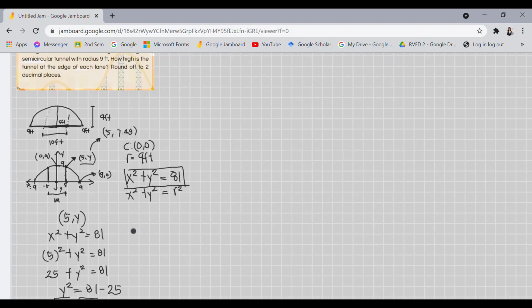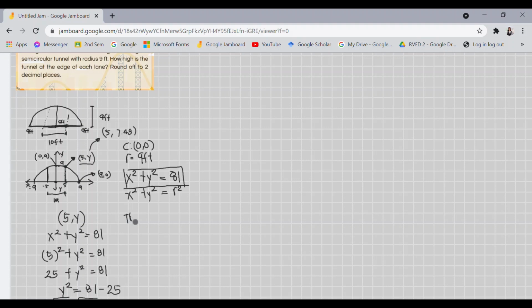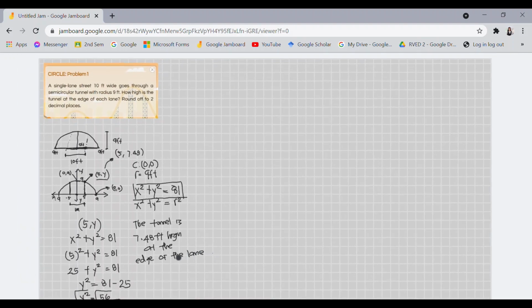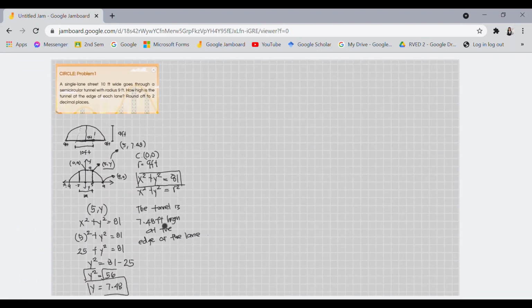We'll answer the problem with: the tunnel is 7.48 feet high at the edge of the lane. Okay? So, after solving, we get the final answer 7.48, and then use the correct unit of measurement. The tunnel is 7.48 feet high at the edge of the lane.